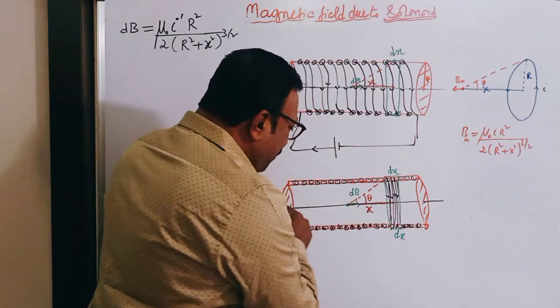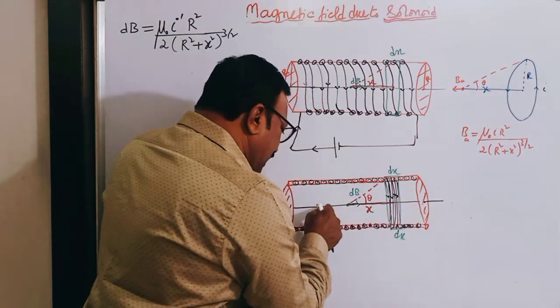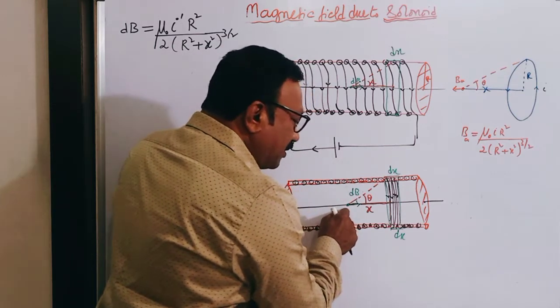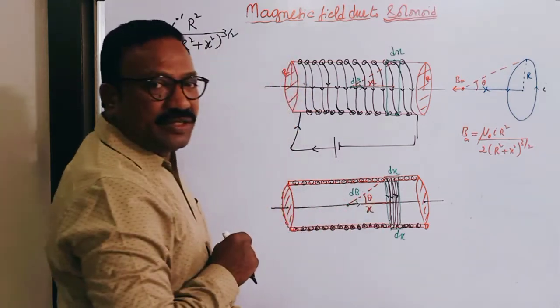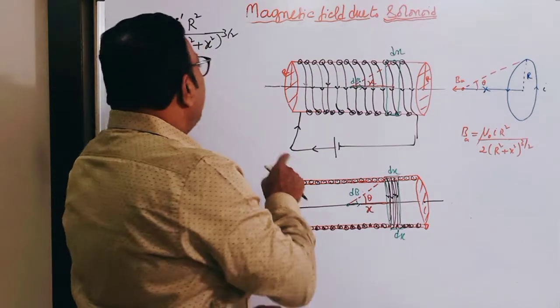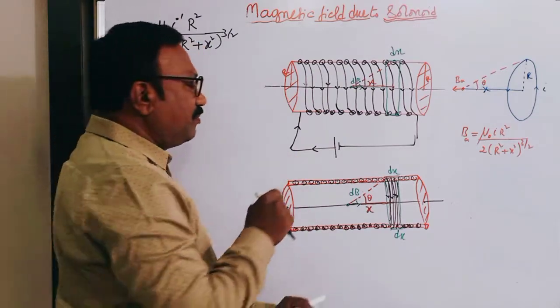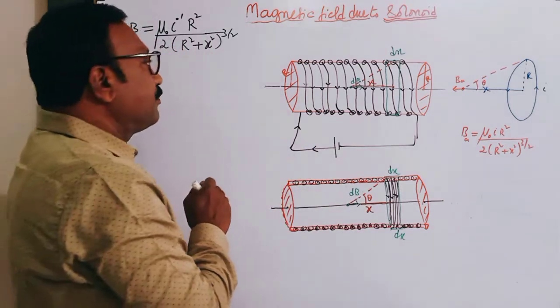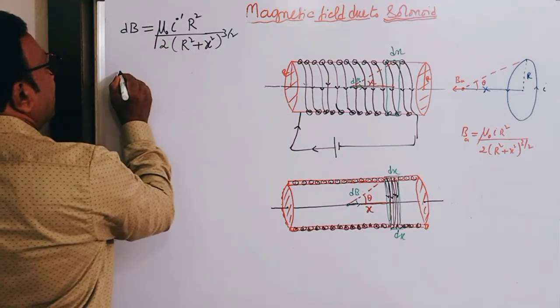But this point can be anywhere. I can take this point here. So when I am taking the position of this point, x will be changing, theta will be changing. But in terms of x, integration is a little bit difficult for me. So I want to take this expression in terms of theta. So first let me write I dash.